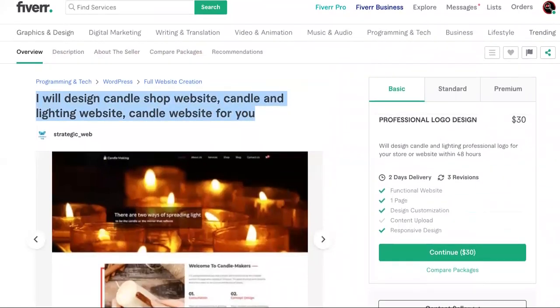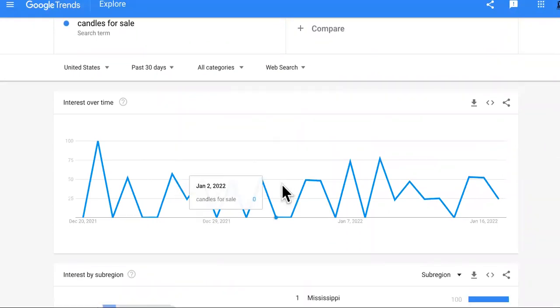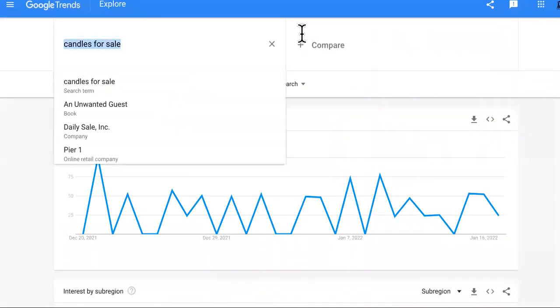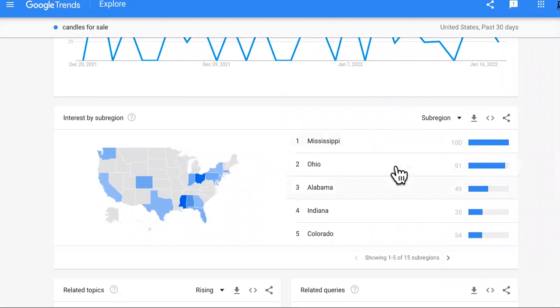So step number two is to research the market. You need to do market research to see where the demand is. According to Google Trends, people are searching candles for sale in Mississippi and Ohio the most. So I wouldn't focus on any of the other ones.